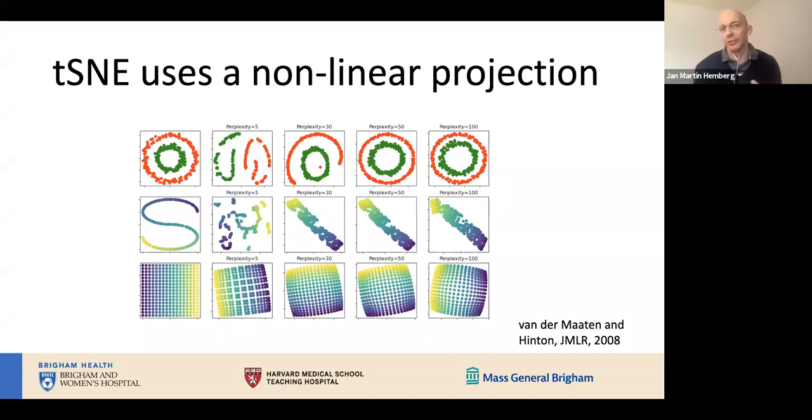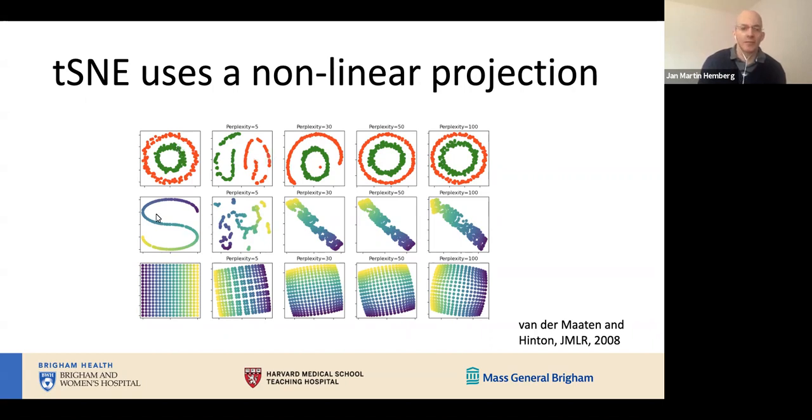It has some issues. One of them is the S, which is stochastic, which means that when you run it different times, you'll get different outcomes. And then a bigger problem, however, is that it has a free parameter, which is called perplexity. And the outcome, as you can see here in this figure, will be highly determined by how you choose the value of your perplexity parameter.